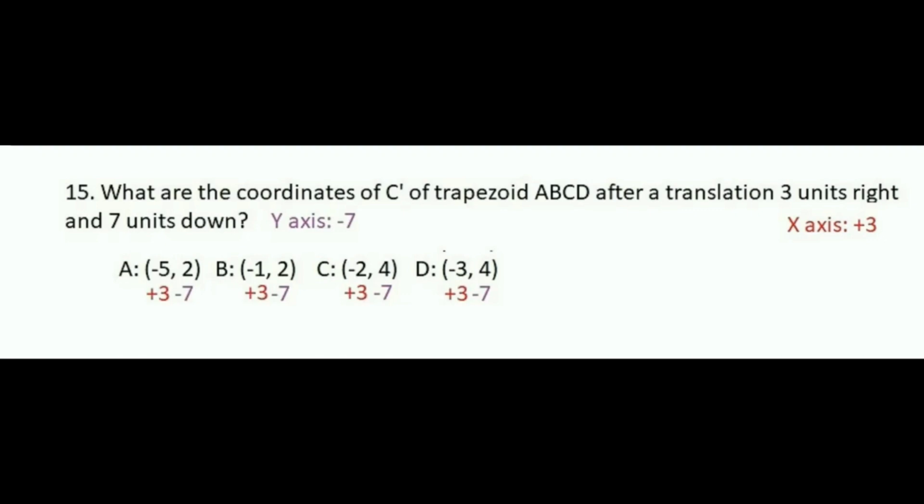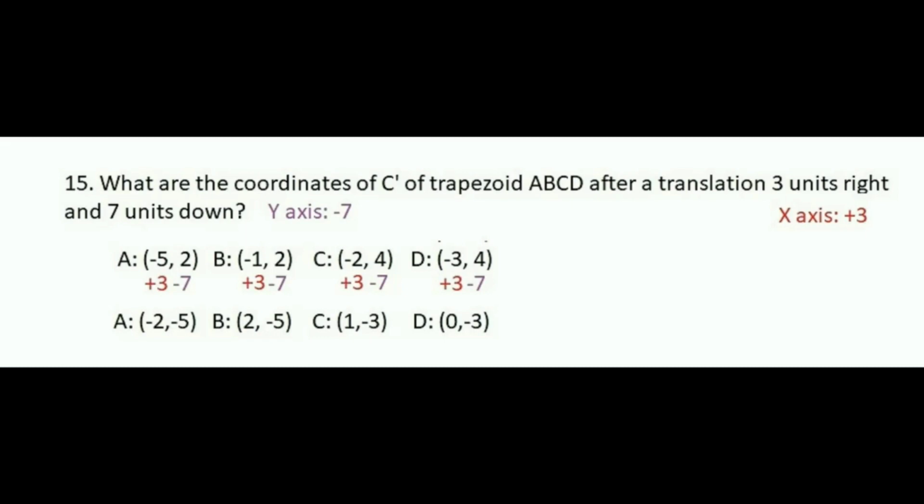So let's add 3 to all of our x's and subtract 7 from all of our y's. So we have negative 5 plus 3, that's negative 2. I'm sorry, 2 minus 7 is negative 5. A should be at negative 2, negative 5. B should be at negative 1 plus 3, 2. And 2 minus 7 is negative 5. B should be at 2, negative 5. C should be at 1, negative 3. Negative 2 plus 3 is 1. 4 minus 7 is negative 3. D, though, we have here negative 3 plus 3, 0. They're opposites. And 4 minus 7, negative 3, or 4 plus negative 7. So let's see if this works out.